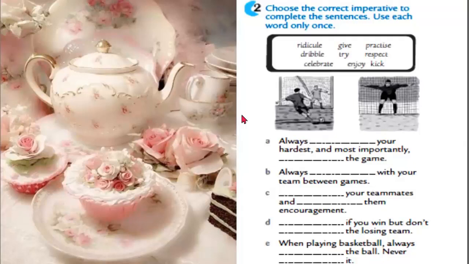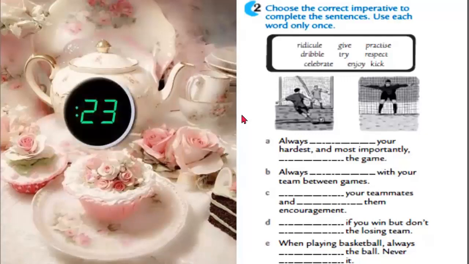So what are the words here? Ridicule, dribble, celebrate, give, try, enjoy, practice, respect, kick. Repeat after me. Ridicule, dribble, celebrate, give, try, enjoy, practice, respect, and the last one is kick. You have to use each of these words only once. Take your time. I'll be back in a minute. Think of answers to this exercise.